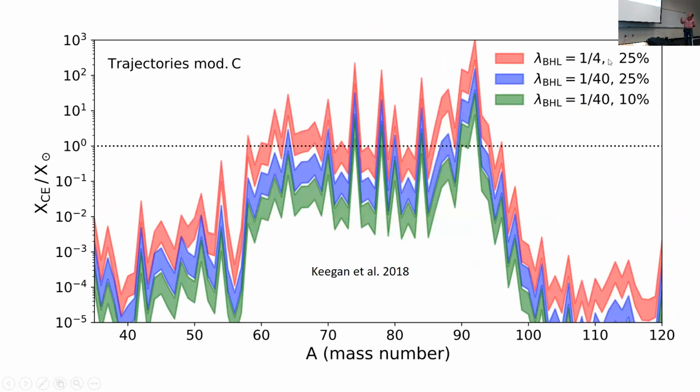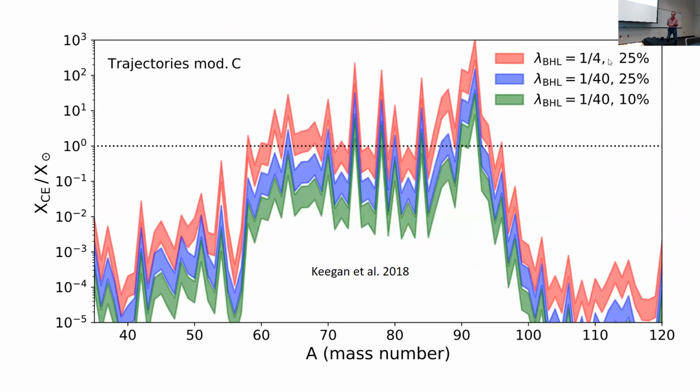And there's this mass range between about 70 and 100 where we can make a sizable fraction of the elements in our models. So the common envelope can be a real player in making this kind of mid-level heavy element production. It's not something we can just ignore. We need to study it in more detail.